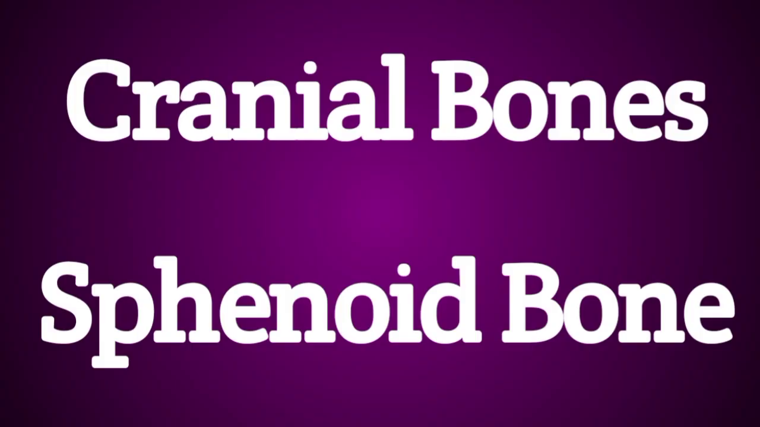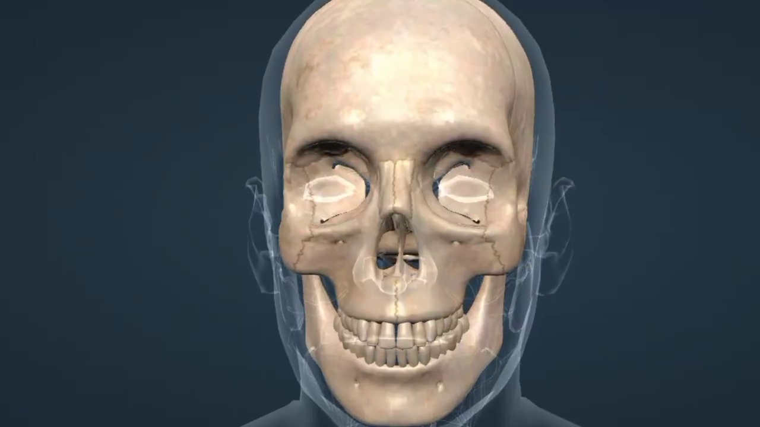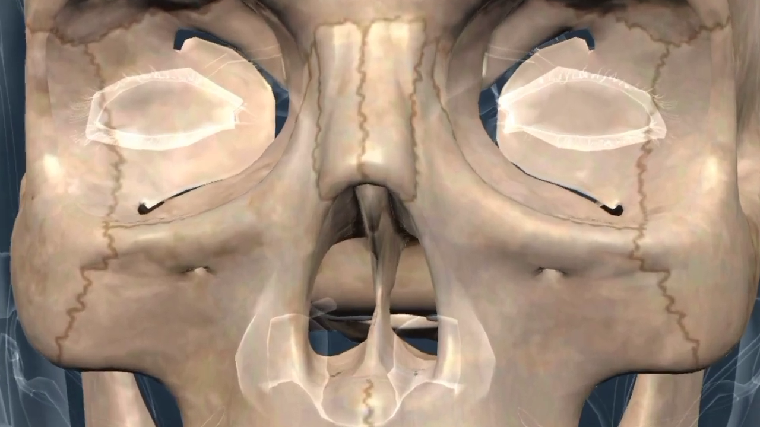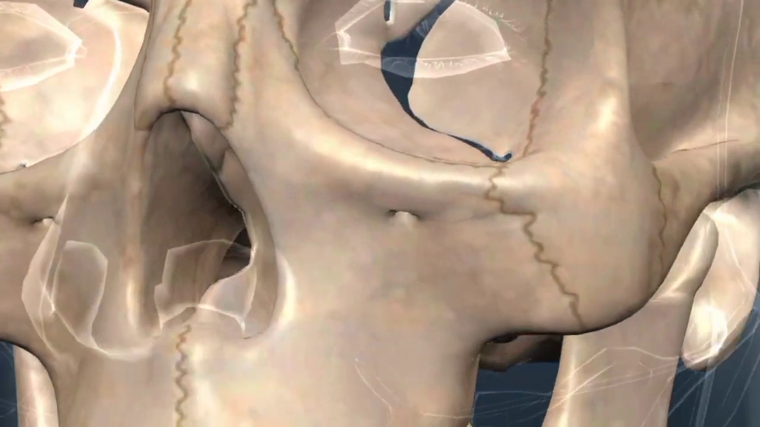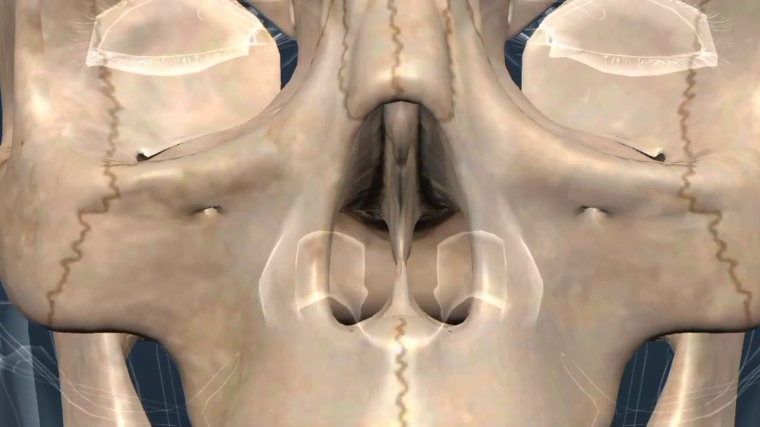Sphenoid bone, located at the base of the skull, connecting with several other bones, resembles a butterfly shape. This bone supports the skull's base.